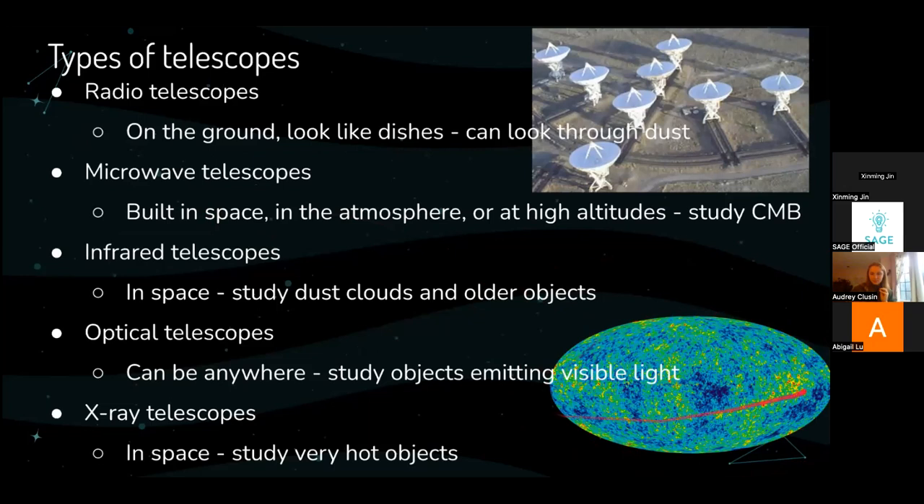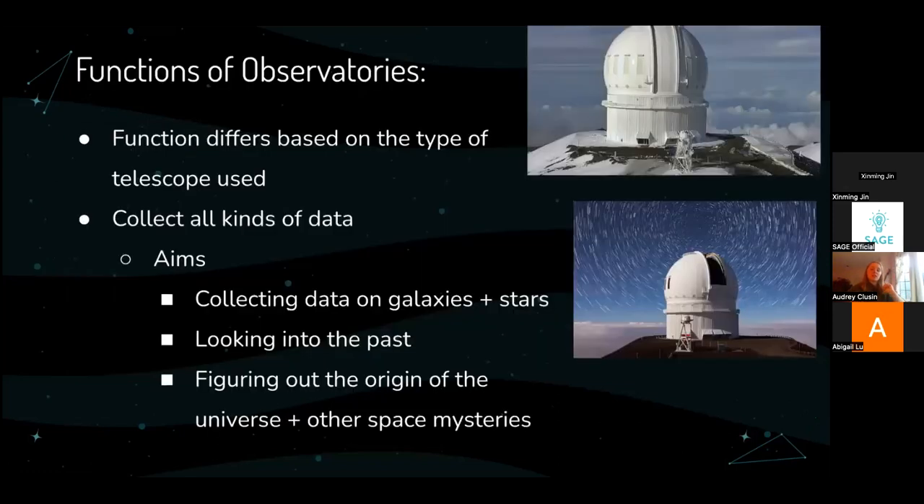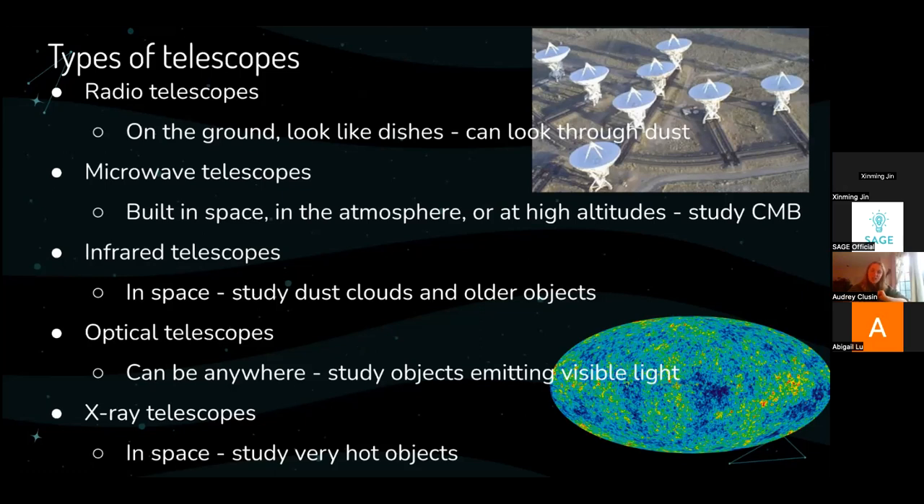But this is old light that comes from the very, very beginning of the universe, and we use it to do things. Anyways, infrared telescopes are also a thing. They tend to be in space and also on mountaintops when they can reach it. And they study, again, dust clouds and older objects. I'm pretty sure the James Webb Space Telescope is an infrared. I'm not entirely sure though, but I know it's studying really old galaxies and things like that.